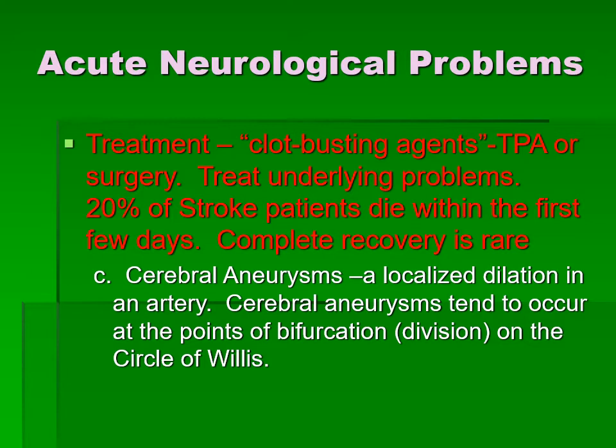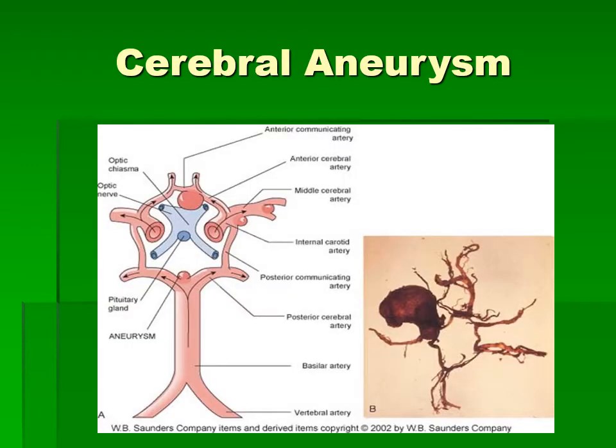Cerebral aneurysms, a localized dilation in an artery. Cerebral aneurysms tend to occur at the points of bifurcation. This is where you have 2 or more blood vessels branching off at the same place. And usually this happens at a place called the circle of Willis, which is the circulation that's under the brain. So if you look at this picture, this is showing you the circle of Willis, okay? And this is a bifurcation, is where you have a couple that branch off.